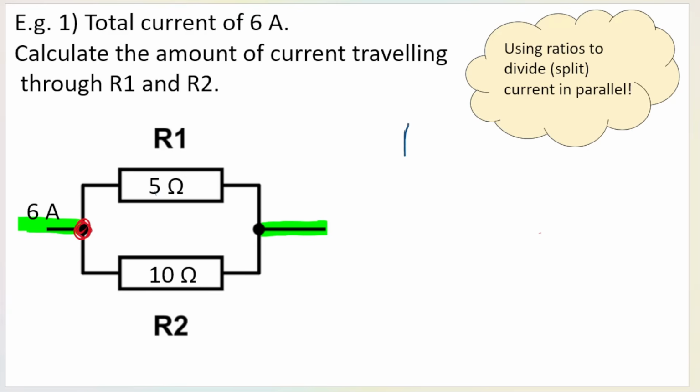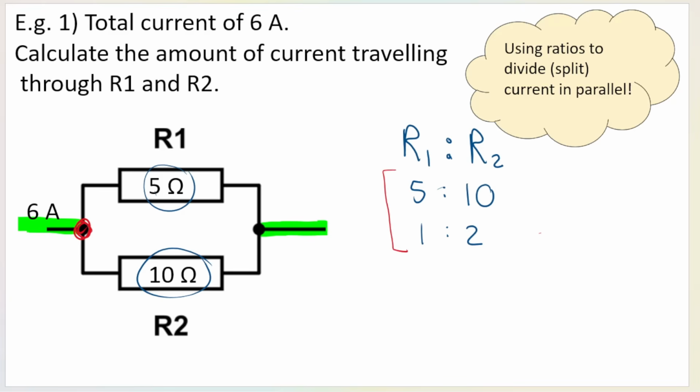I want you to write down those resistors as a ratio. R1, R2. Then write down the ratio of resistance. So R1 is 5 ohms. R2 is 10 ohms. I want you to simplify that ratio. So 5 goes into itself once, 5 goes into 10 twice. 5 to 10 is the same as 1 to 2. Divide both sides of the ratio by 5. What we've just written down is the ratio of resistance.